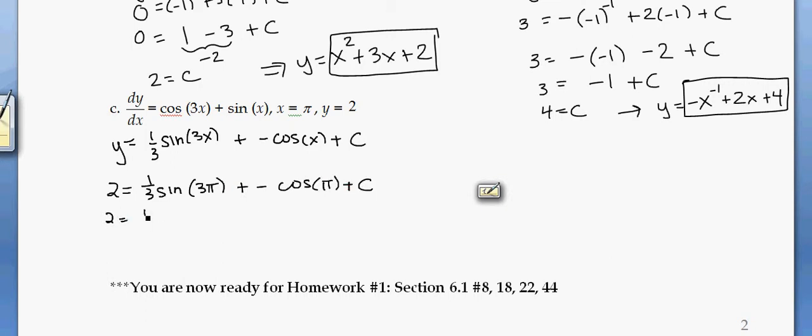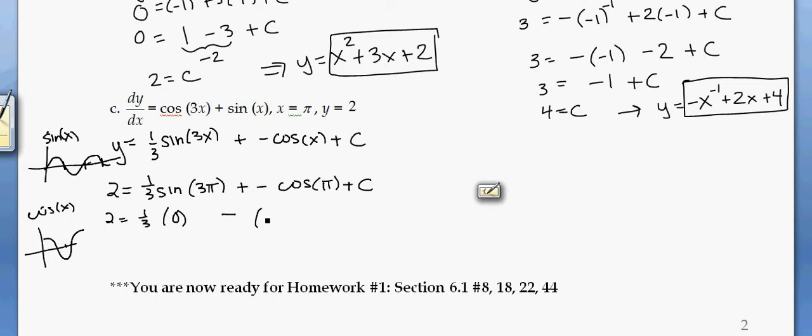So 2 equals 1/3 sine of 3 pi. What's that? So sine we know looks like this. So that's at 1 pi, 2 pi, 3 pi. So that's 0 minus cosine of pi. So this one was sine. Cosine looks like that. And at pi, it's down at negative 1. So that's a negative 1.